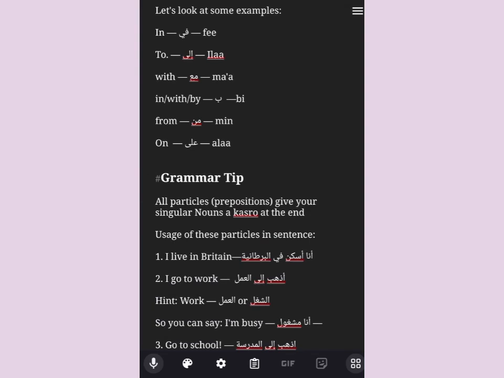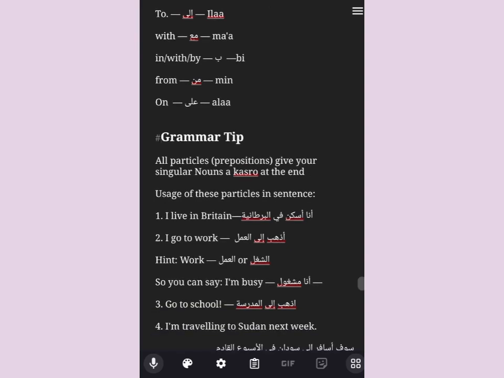All particles, basically, are prepositions in nature. So it will give all your singular nouns a kasra. It will make it majroor. Again, we're talking about singular because singular is the primary thing. So, when you have a particle entering upon a singular noun, it gives that noun a kasra. Now, let's look at some examples here which may be relevant to you.